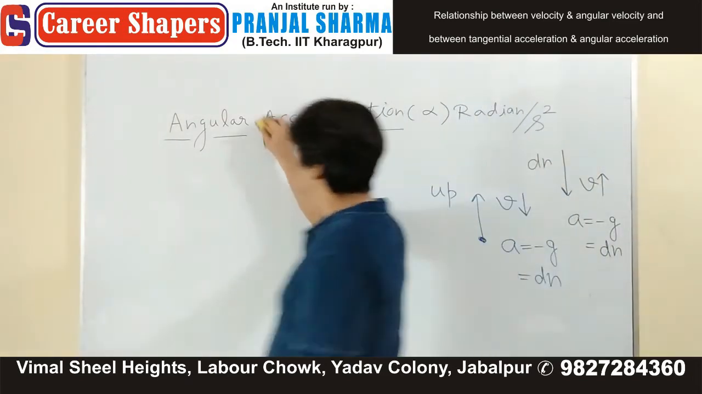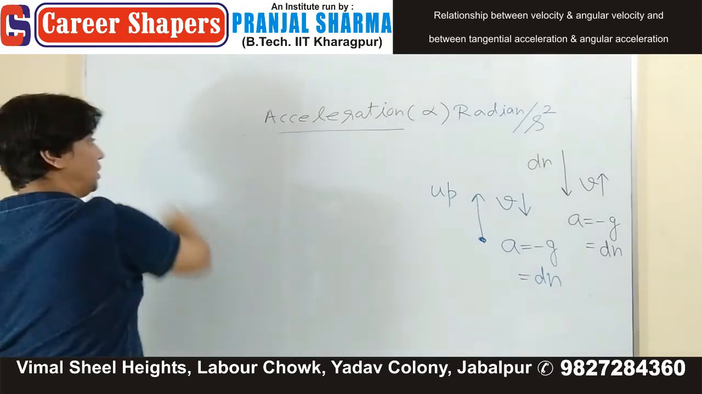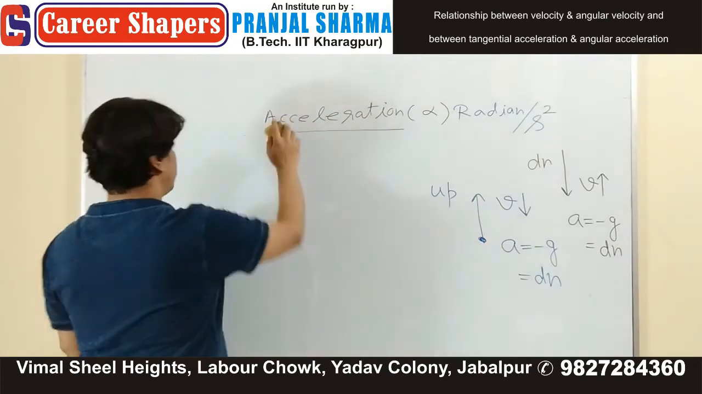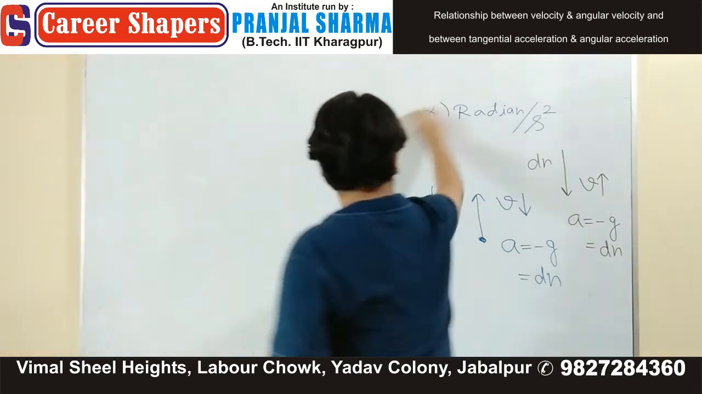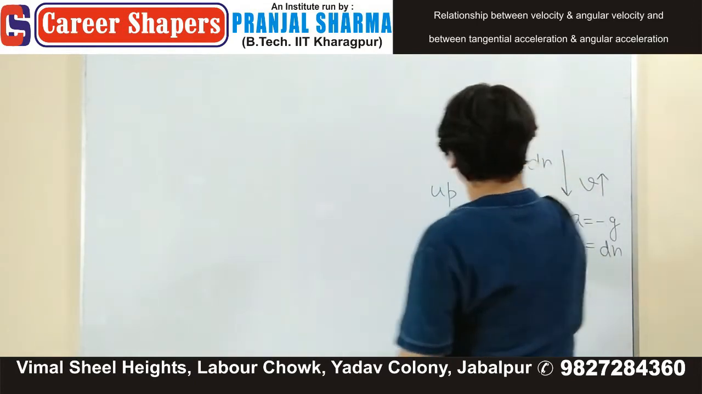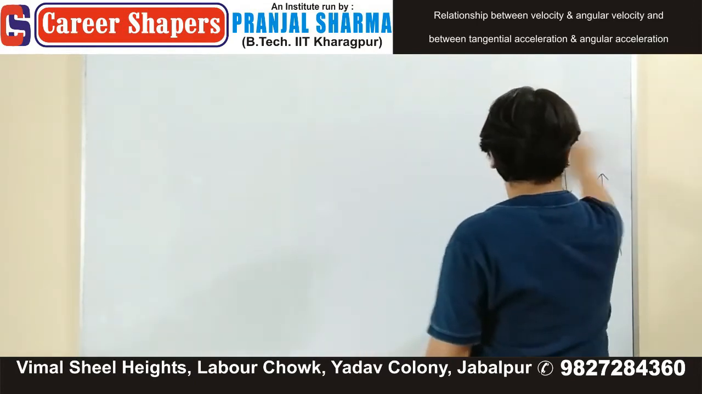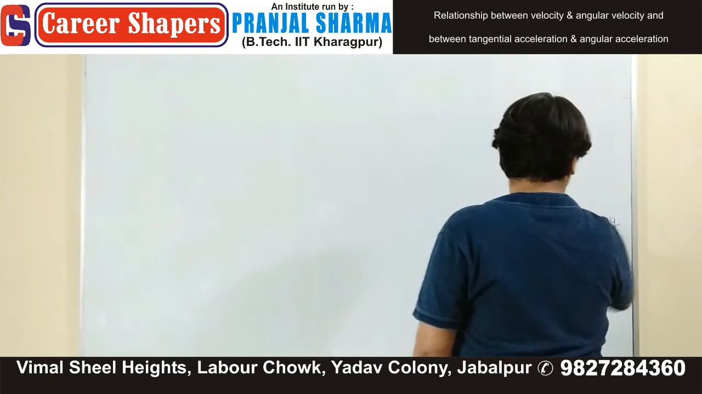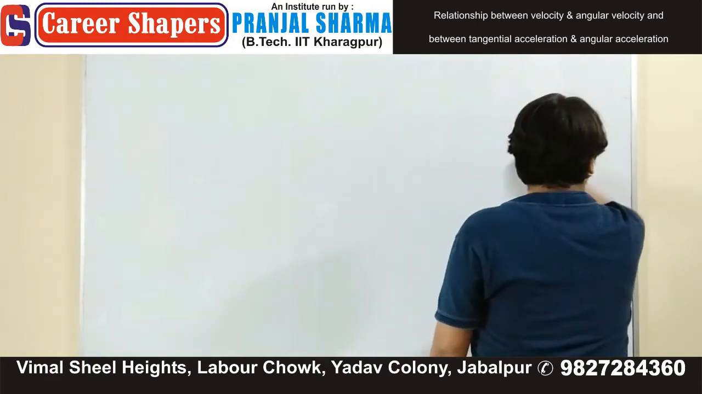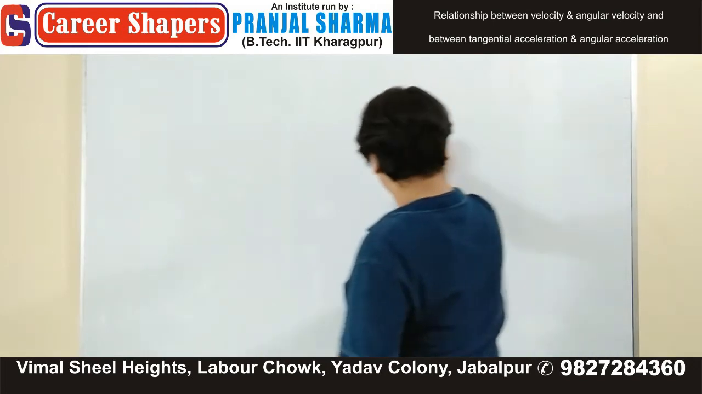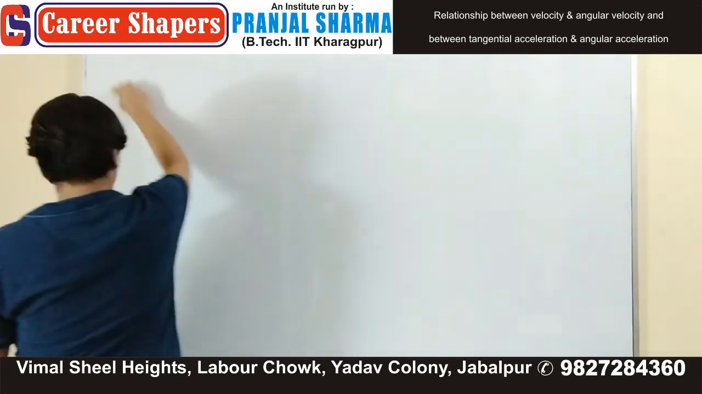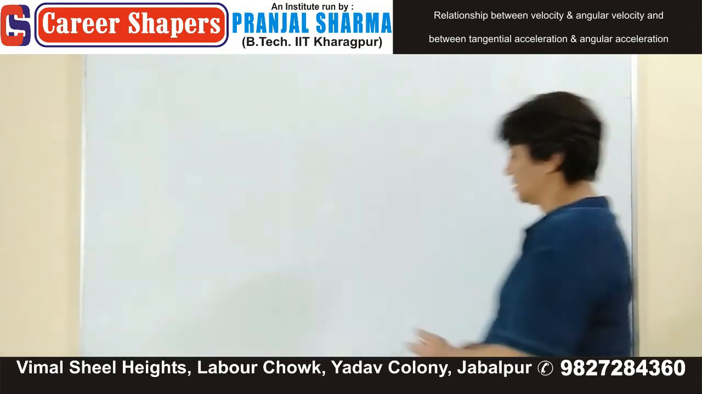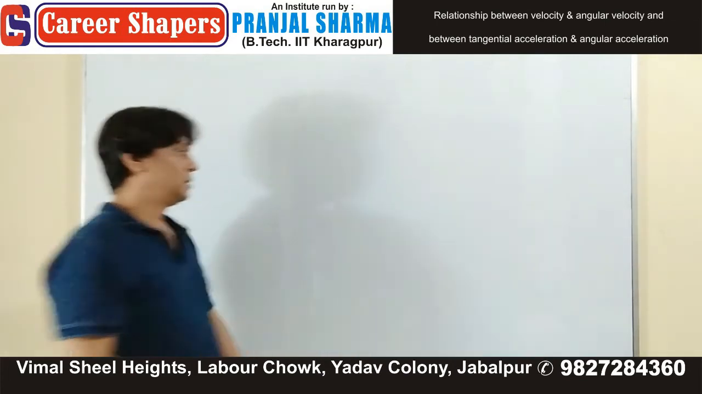Now let's get a relationship between v, which will be called tangential velocity, and omega, which is angular velocity. Write down this relationship between tangential velocity v and angular velocity omega. Look here.